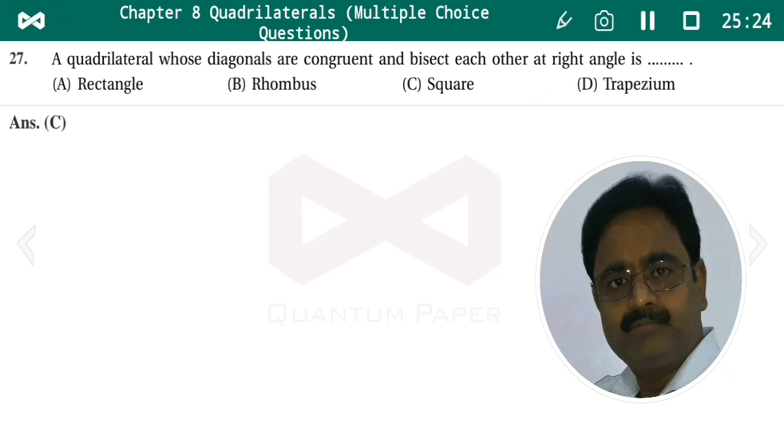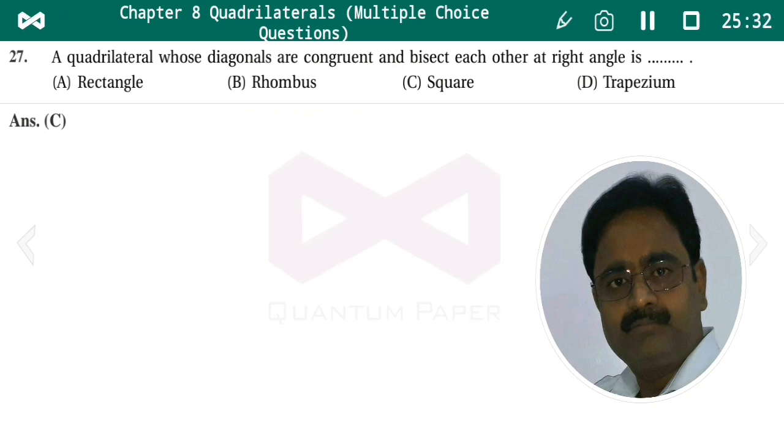A quadrilateral whose diagonals are congruent, diagonals equal हो, बाइसेक्ट ईच अदर एट राइट एंगल. तो इसका स्क्वायर ही पॉसिबल है जिसके डायगोनल्स इक्वल भी होते हैं और राइट एंगल पे भी इंटरसेक्ट करते हैं. राइट फ्रेंड्स? ओके.